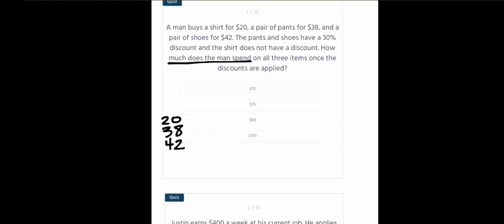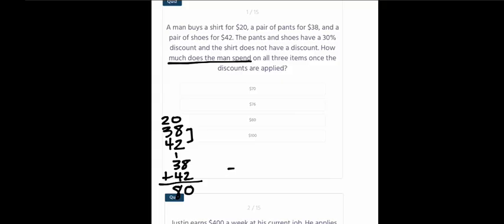The pants, which is $38, and the shoes, which are $42, have a 30% discount. The shirt does not have a discount. That means that these 2 right here, we're going to get 30% off of these. Okay, so let's add them up. 38 plus 42, that gives us 8 plus 2 is 10, carry the 1. 1 plus 3 is 4, plus 4 is 8. So $80 on the pants and the shoes.